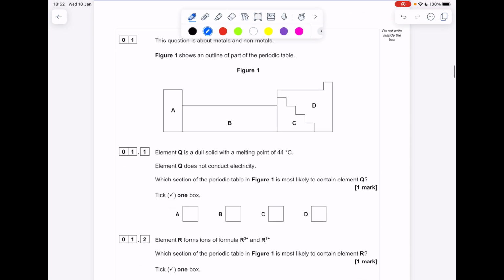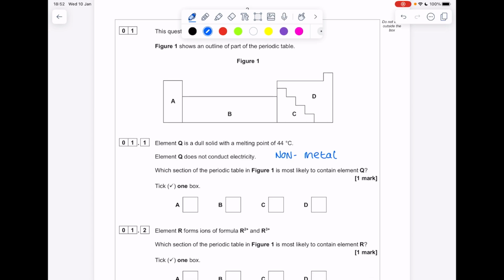Element Q is a dull solid with a melting point of 44 degrees. It doesn't conduct electricity, so it's a non-metal. These are all properties of non-metals: low melting point, dull, not conductive of electricity. So which section of the periodic table is most likely to contain element Q? The step line down here demarcates the division between the metals and the non-metals, so the answer here is D.